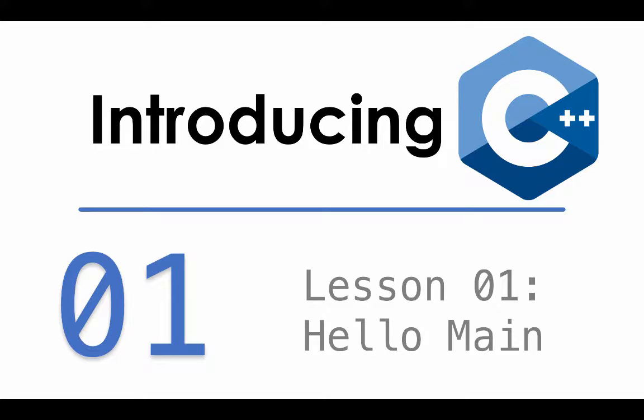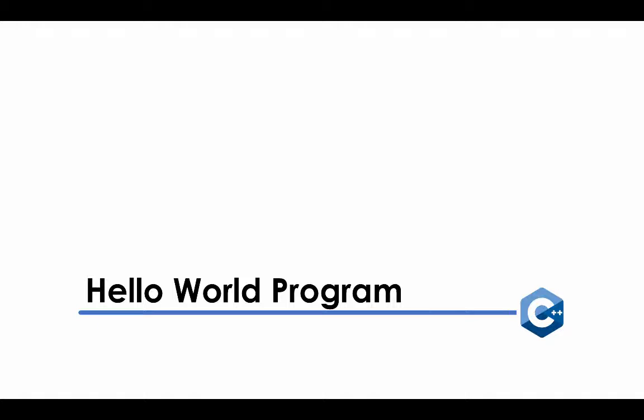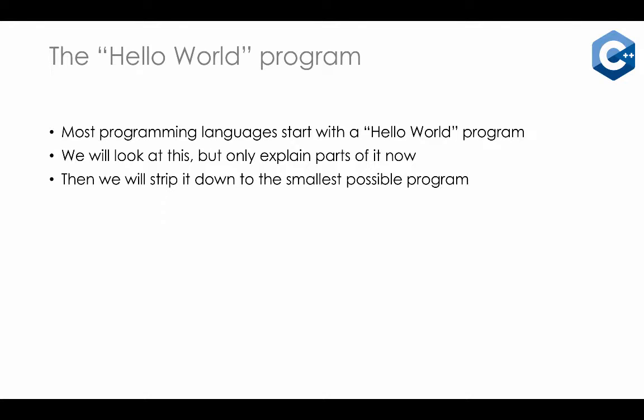This is the first lesson, which I'm calling Hello Main. So we're going to write something called a Hello World program. In most programming languages, we start with something called a Hello World program. What that program does is it just displays a string of text to the screen. It's just a pretty standard thing, but it shows how we as programmers can interact with our computer and make it do something. I'm only going to explain a little bit here, and we'll go more in depth later.